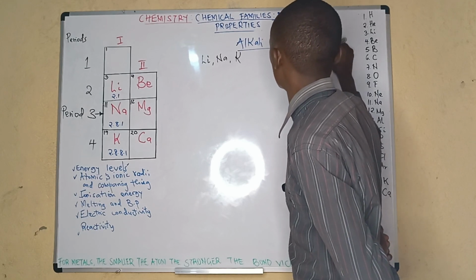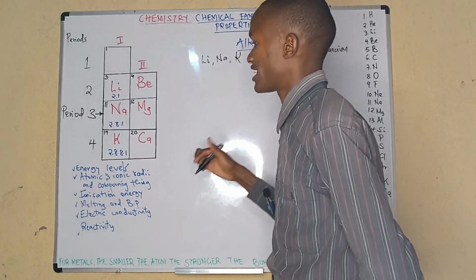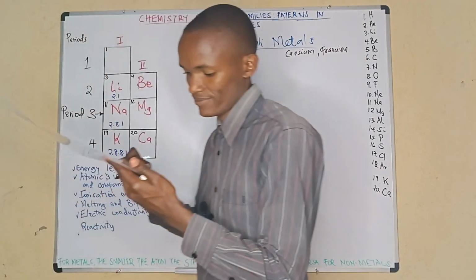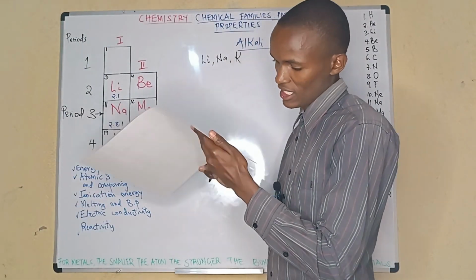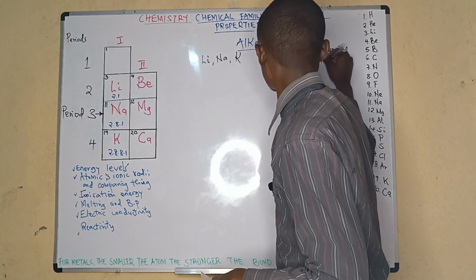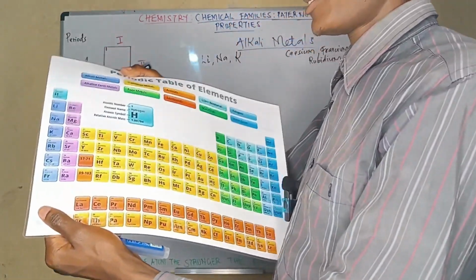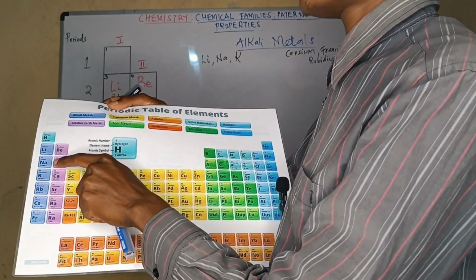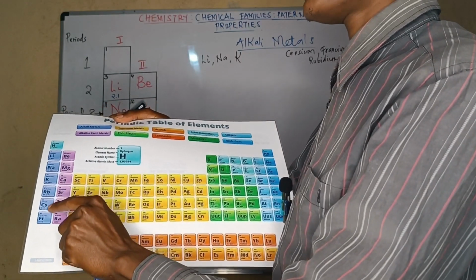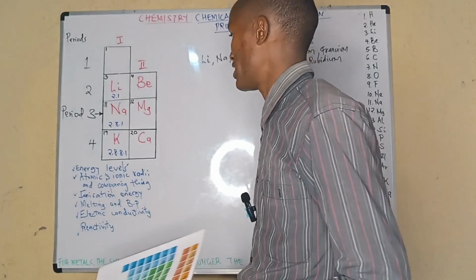And just to mention, the others that fall below potassium in the group include rubidium, calcium, radium, francium. Just to mention, because we won't be studying more about them. This is how group one looks like: lithium, sodium, potassium, rubidium, calcium, and francium. Those are group 1 elements.